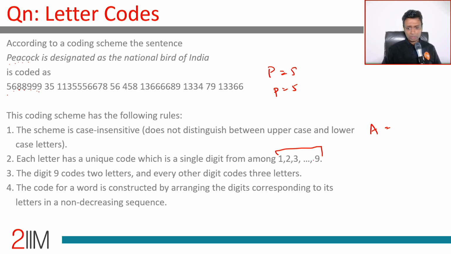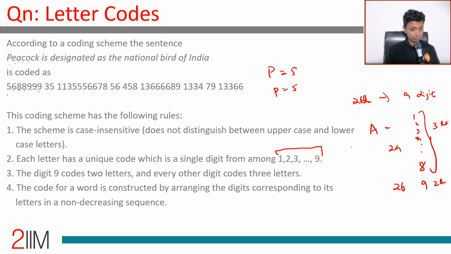Right? There are 26 letters mapped to 9 digits. Each letter is mapped to a unique digit. The digit 9 codes 2 letters. Every other digit codes 3 letters. Oh, wonderful. 1, 2, 3, 4, all the way till 8. They code 3 letters each, accounting for 24 letters. 9 accounts for 2 letters, plus 2, 26.